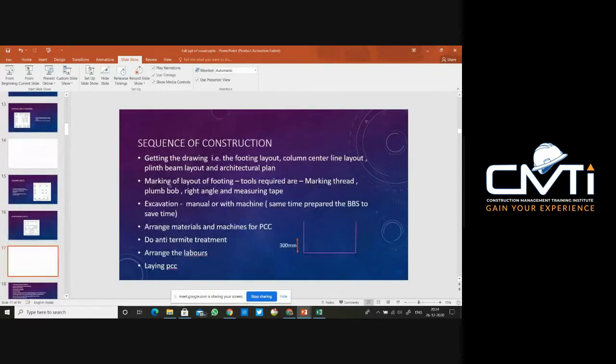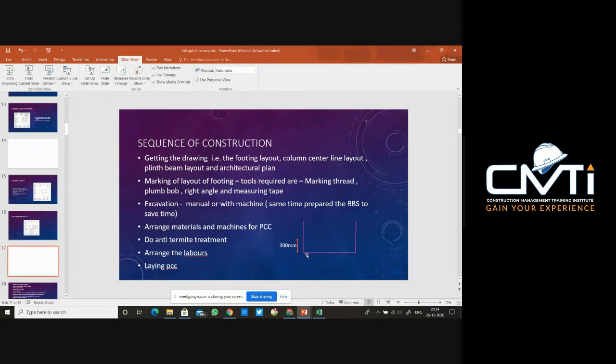After marking the footing, then excavation is done. Excavation can be done manually or with machines. At the same time, we have to prepare the BBS also. It would save our time. Then we arrange the materials for the PCC. We do the anti-termite treatment here.